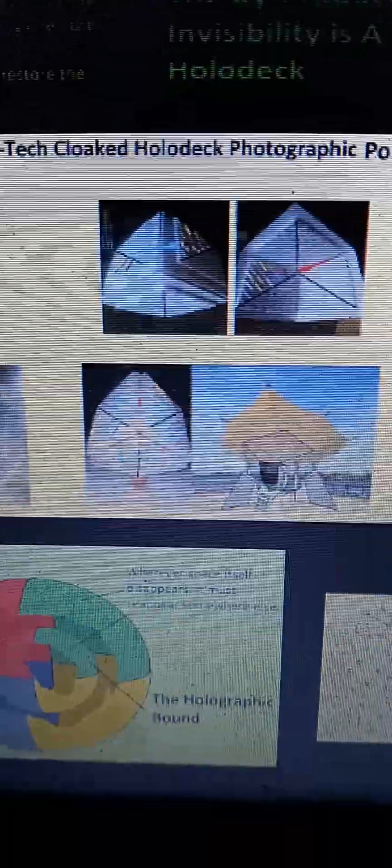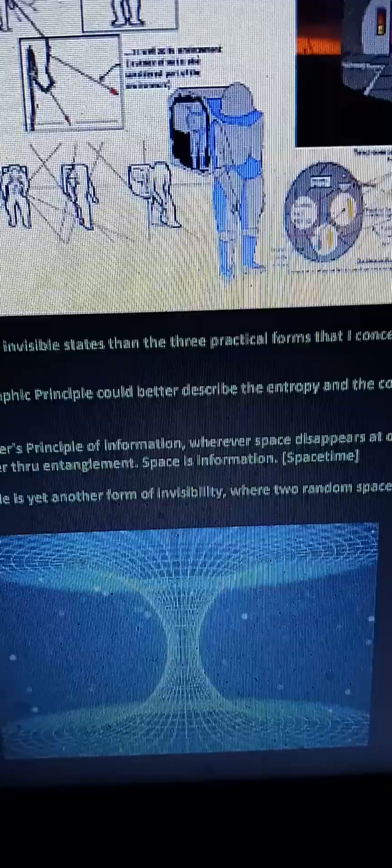And this is my thing that I always post. The invisible bound and the holographic bound on the interior. Wherever space itself disappears, it must reappear somewhere else, because all space is information. And that interior region is translated between two black holes, which is a tensor diagram in the middle. And these are the two black holes. And those black holes are connected through a throat that stretches to the multiverse. That's the fourth and last part of this.